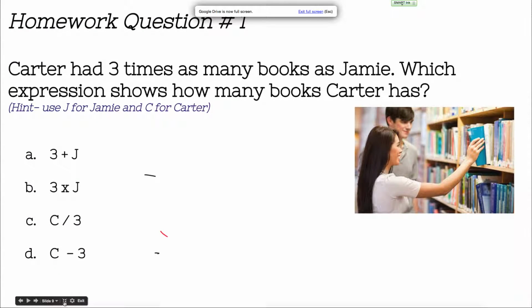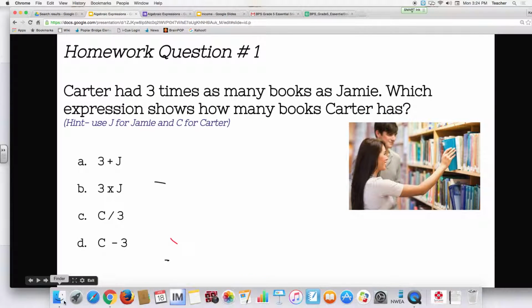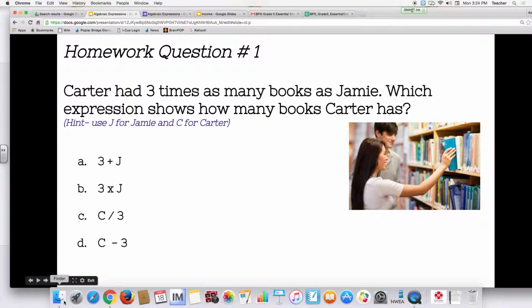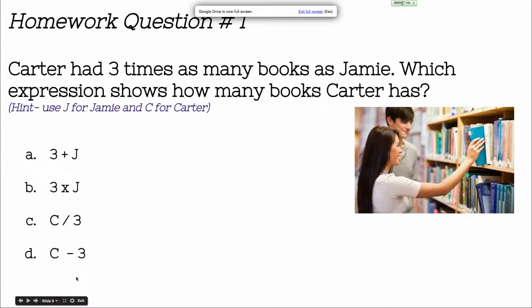And here's your homework question number 1. Carter had 3 times as many books as Jamie. Which expression shows how many books Carter has? Hint, use J for Jamie and C for Carter. Okay. Make sure you circle the number that you need, write down the keyword that you're going to use to find that operation symbol to help you.